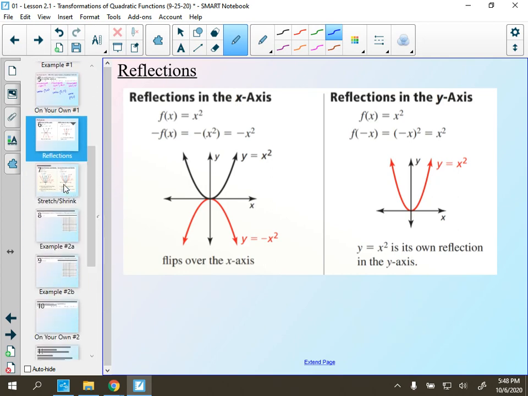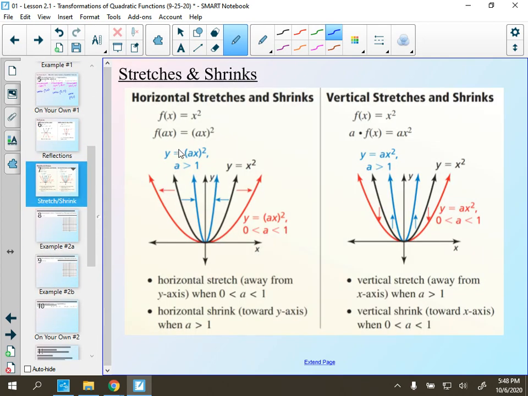With our vertical stretches and shrinks, and really horizontal stretches and shrinks, we'll pretty much communicate when I'm asking you to describe a stretch or describe a transformation, pretty much all vertical stretch and shrink.